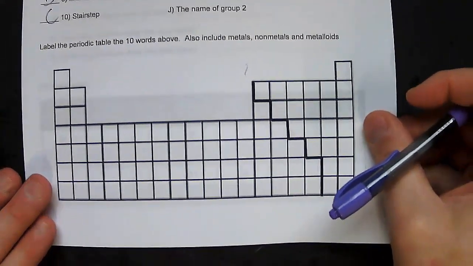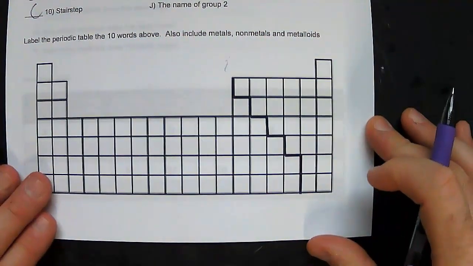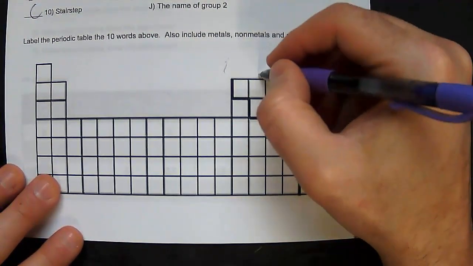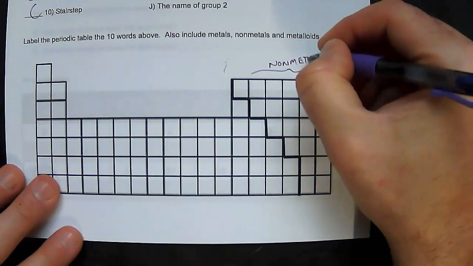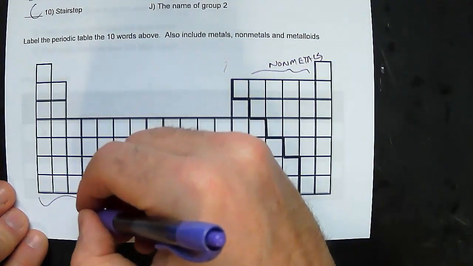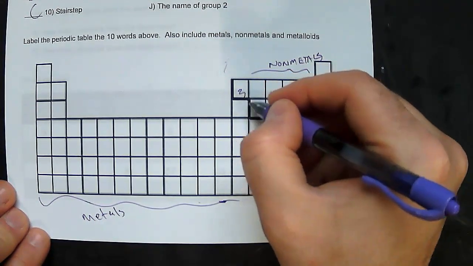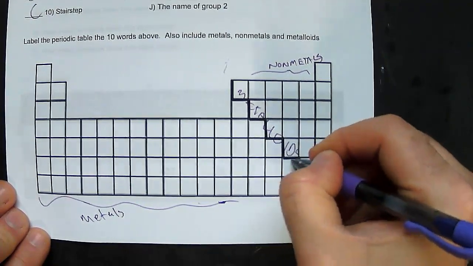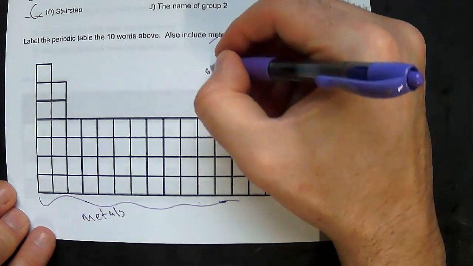And then it says label the periodic table with the 10 words above, include metals, nonmetals, and metalloids. So here's what I'm going to do. These are nonmetals. These are metals here, all of these, and the metalloids are these here. Okay, so I have that listed. So this is the stair step.